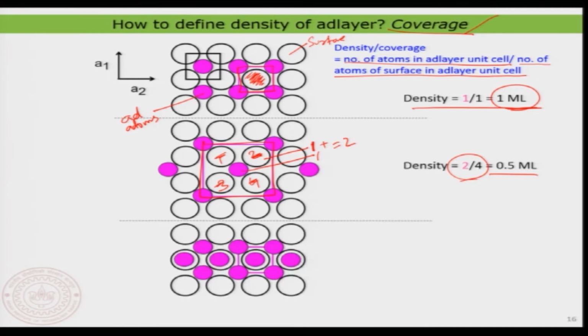Or you can have an extremely dense layer where you see that it is the same as the first case, but now I have an extra atom which is sitting in the middle of the Adlayer lattice, which makes the density 2 by 1, that means it is 2 monolayer. But this is an extremely odd situation, not very common. For understanding, I have just given you this, and you can calculate the coverage or the density of the Adlayer atoms using this particular method.